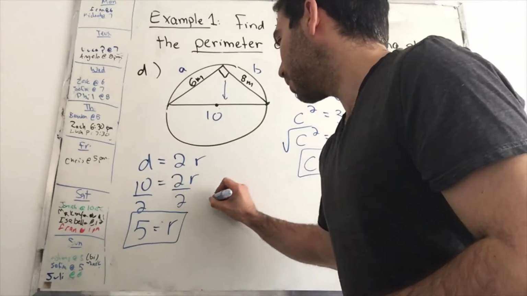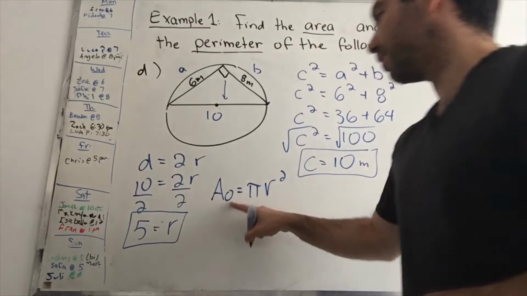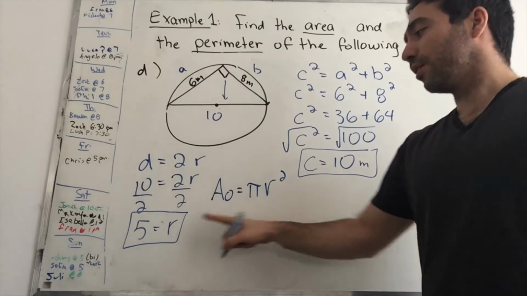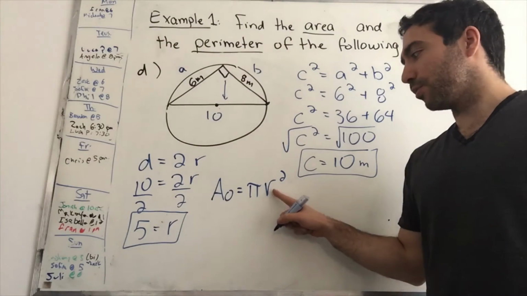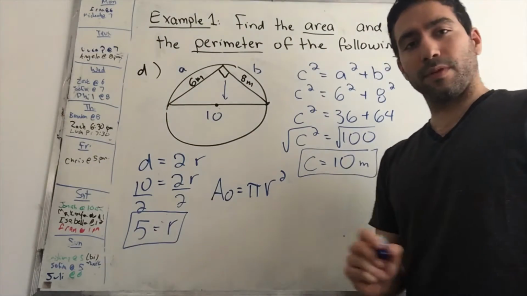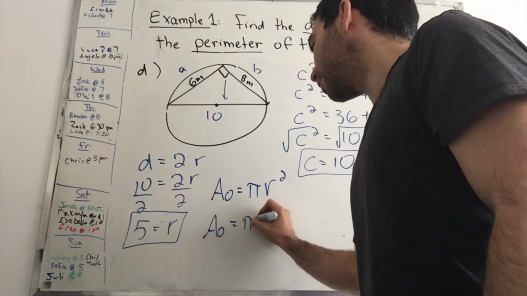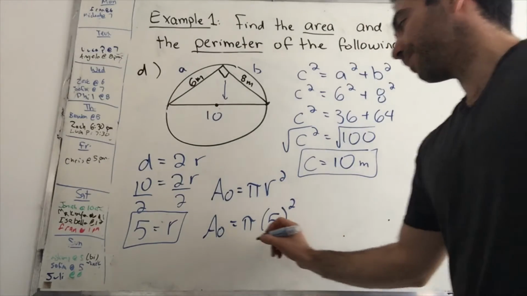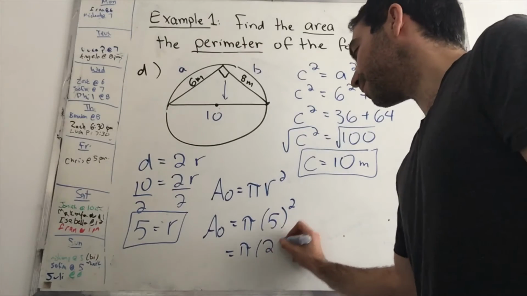Okay, let's do area. The area of a circle is pi r squared. This is a circle, so the area of a circle is the formula pi times r squared. Now that we found the radius is 5, you plug it into the formula. So we replace the r with 5. So what we get is the area of the circle is equal to pi times 5 squared. We do exponents first, so 5 squared is 25.